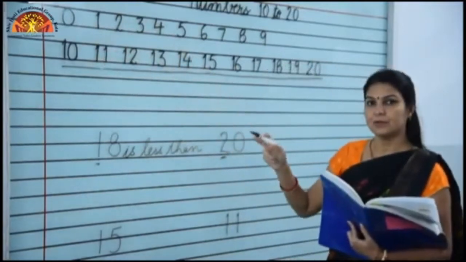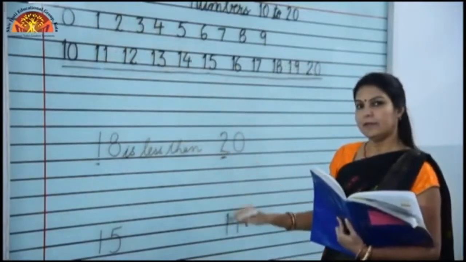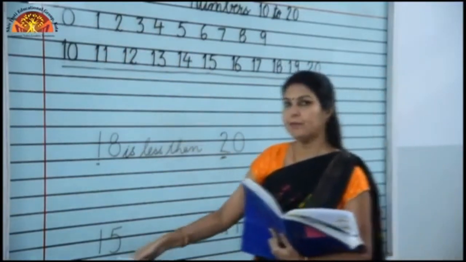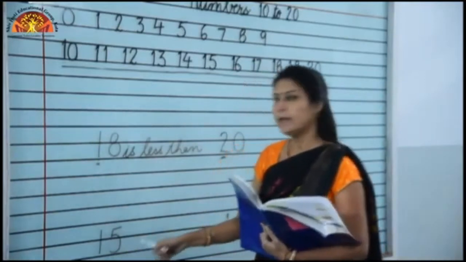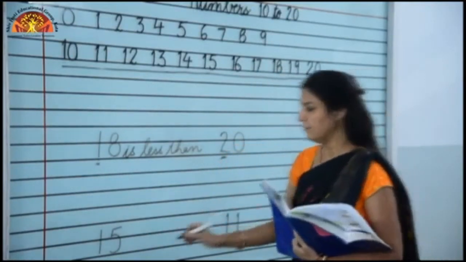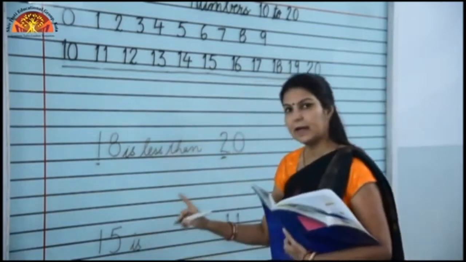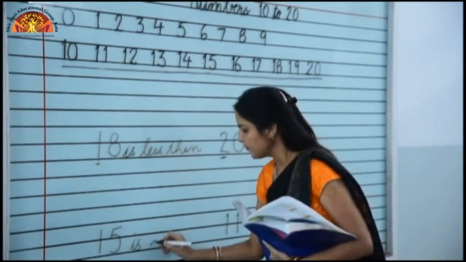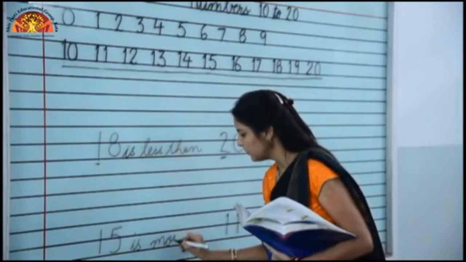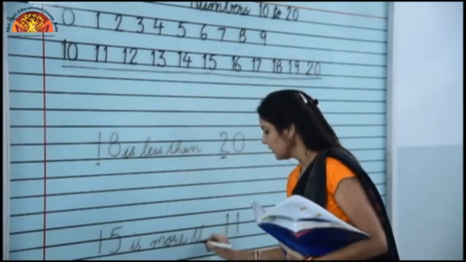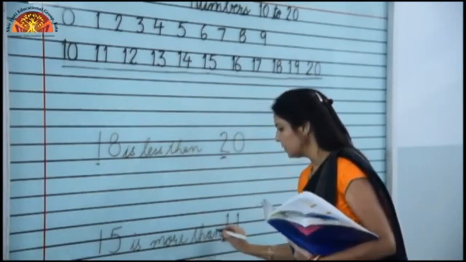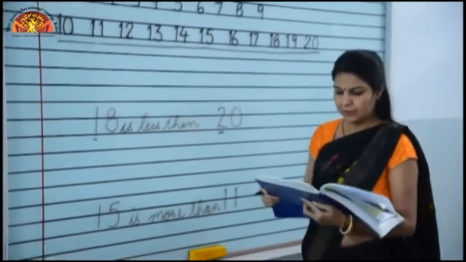11 is closer to 0. So 11 will be smaller. So how we will read it? 15 is more than 11. 15 bada hai. So we will read it like 15 is more than 11. I hope you have understood.